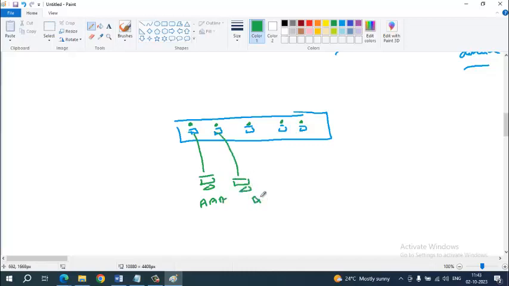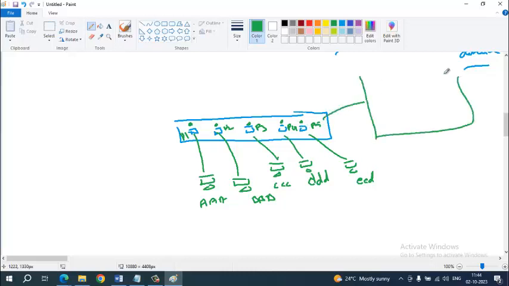For your understanding, I'm writing AAA, BBB, CCC. Assume them as MAC addresses. A MAC address is 48 bits in size, and I don't want to write a big MAC address and waste time, so I'm making it simple. So we have 5 computers connected. The MAC addresses of ports P1, P2, P3, P4, P5 are maintained in a table called the MAC table.